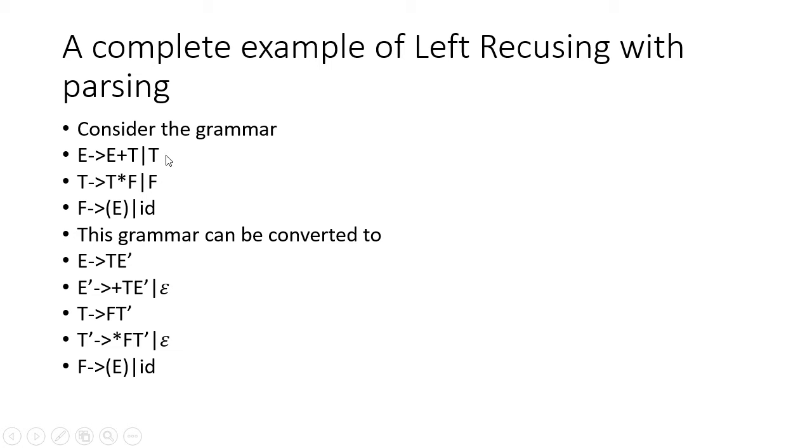E derives E plus T is converted as E derives T E dash, and E dash derives plus T E dash or epsilon. So this one line is given in two lines. Similarly, T derives T into F or F is converted as T derives F T dash, and T dash derives asterisk F T dash or epsilon. And the last one, there is no repetition, F doesn't repeat on the right side, so we'll leave it as it is, F derives bracket E or ID. So this is elimination of left recursion.